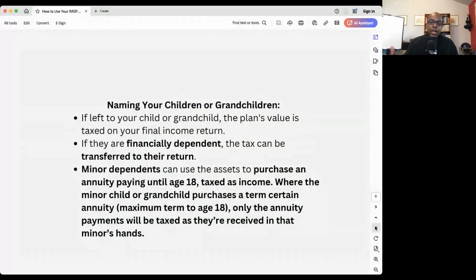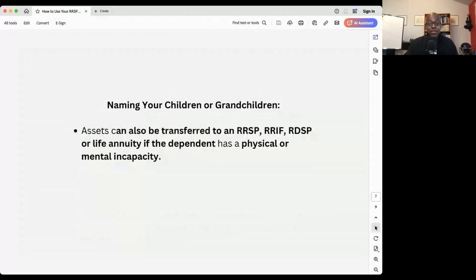Well, what does that look like? Well, the minor dependents can use the assets to purchase an annuity paying until age 18. And while that's happening, by the way, it's going to be taxed as income. Specifically, where the minor or the grandchild purchases a term certain annuity and it cannot pass age 18, maximum term to age 18, only the annuity payments will be taxed as they're received in the minor's hands. So it's a little bit different there, obviously, than if you transfer it to your spouse.